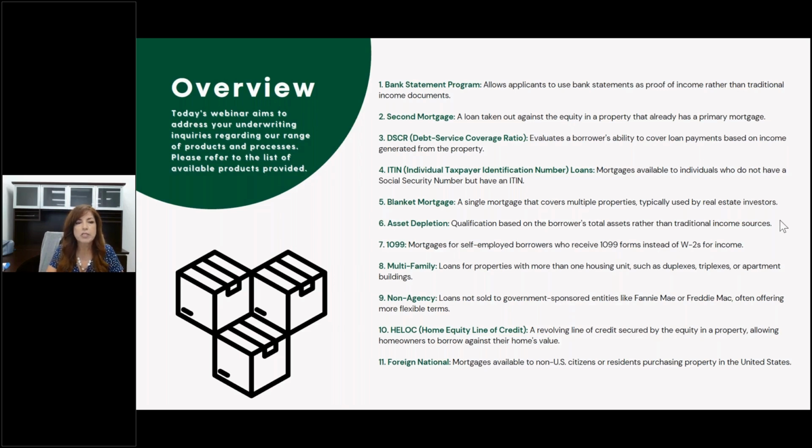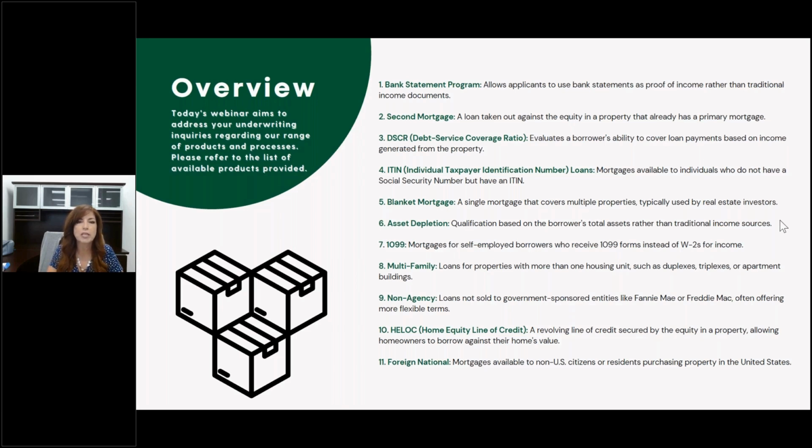The next program we'll talk about is DSCR, which stands for debt service coverage ratio. Now, what this program is, we're not going to income qualify this borrower. The property basically is qualifying. We're going to look at the borrower's credit, but the property is qualifying for the loan, based on the income generated from the property.